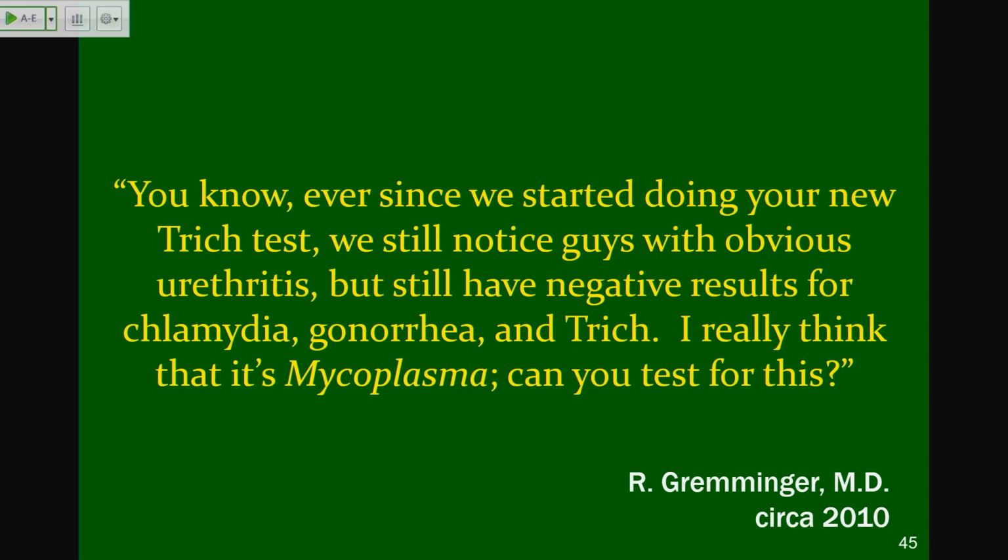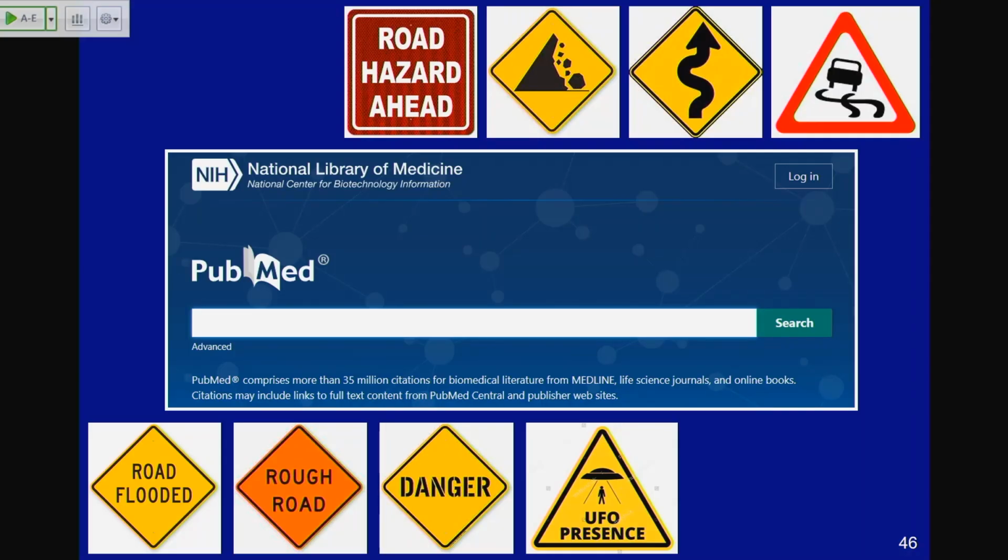So here is a clinician feedback. We had just introduced the Trichomonas molecular test in our laboratory a few years earlier, and we have the director of a local STD clinic in Milwaukee saying, ever since we started doing your new trich test, we still notice guys with obvious urethritis but negative results, and these are molecular results for chlamydia, gonorrhea, and trich. I really think this is mycoplasma. Can you test for this? So what does any director do when they hear this story? Well, they might go to the literature to check this one out.